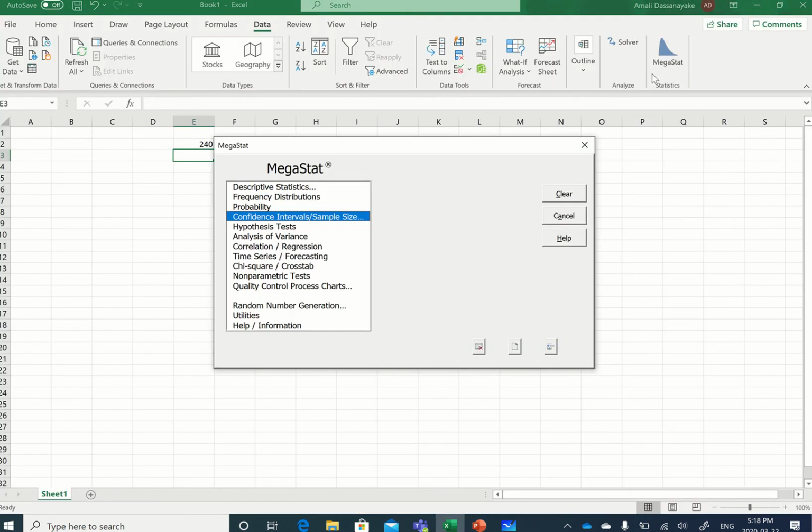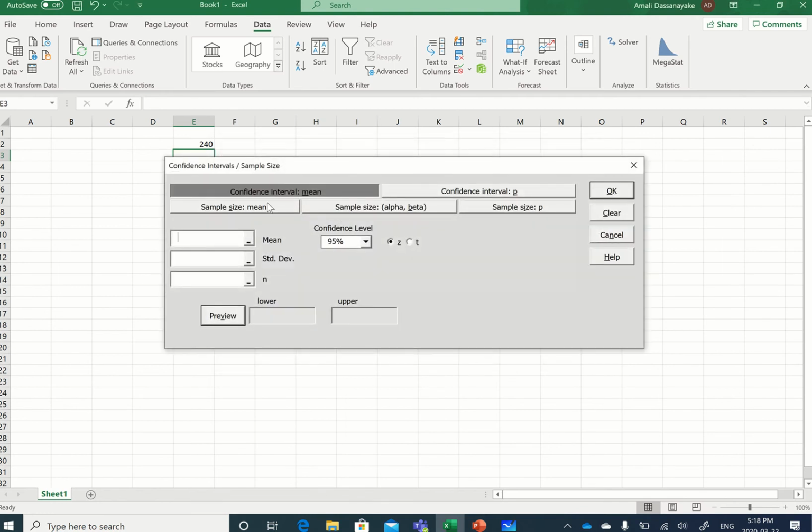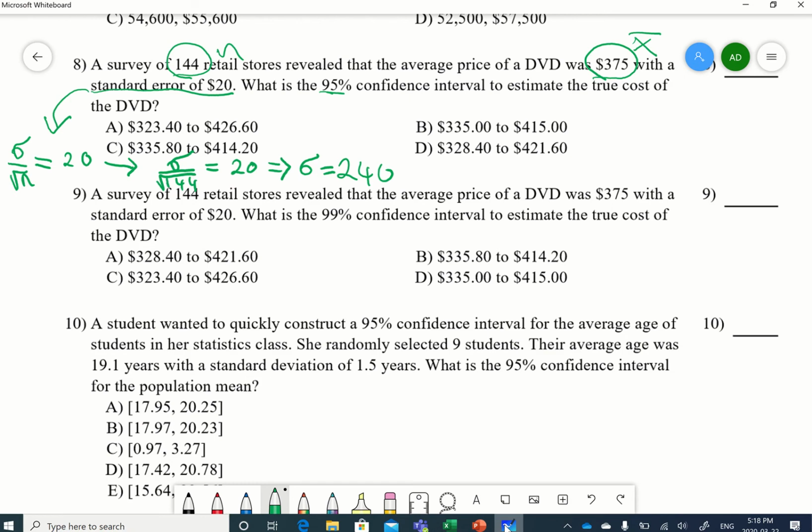So we have n, sigma, and mean 375. It's actually a pretty big standard deviation there. So 375, 240, 144, and since this is sigma, the population standard deviation, we are using Z. Okay, so 335.82, 414. 335.8 to 414. There you go.